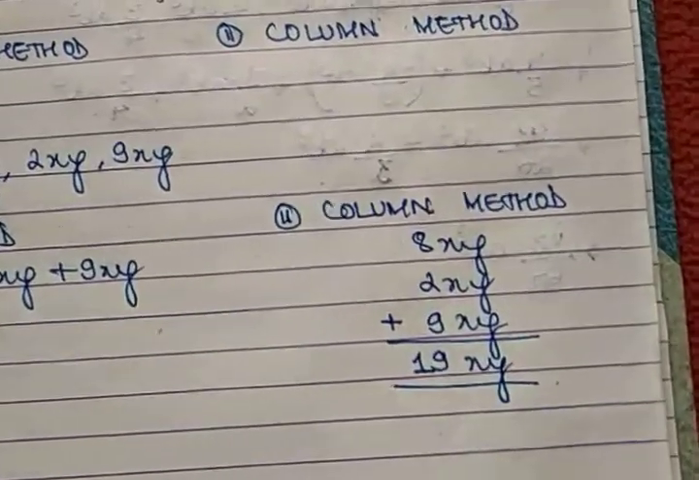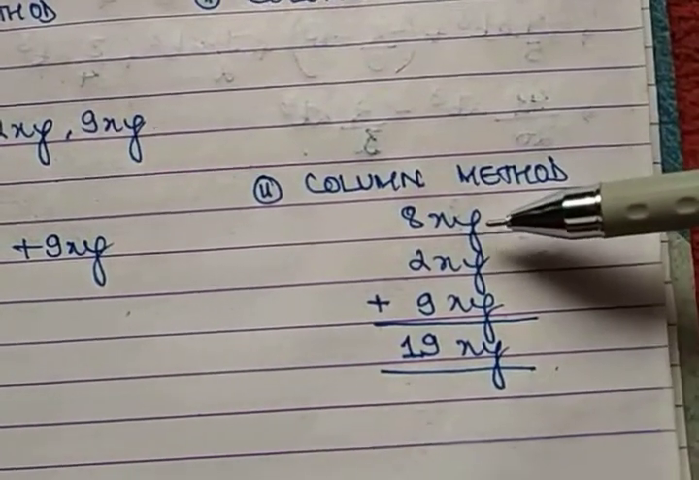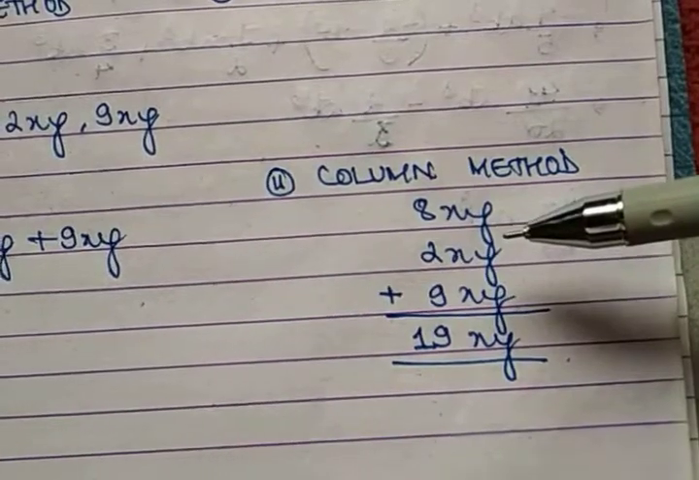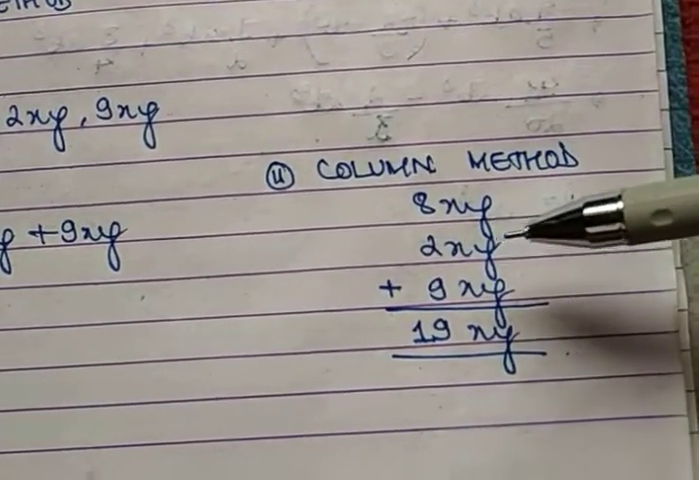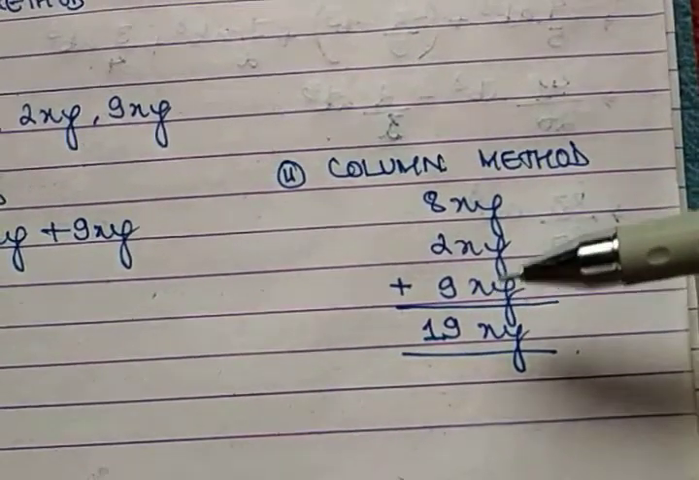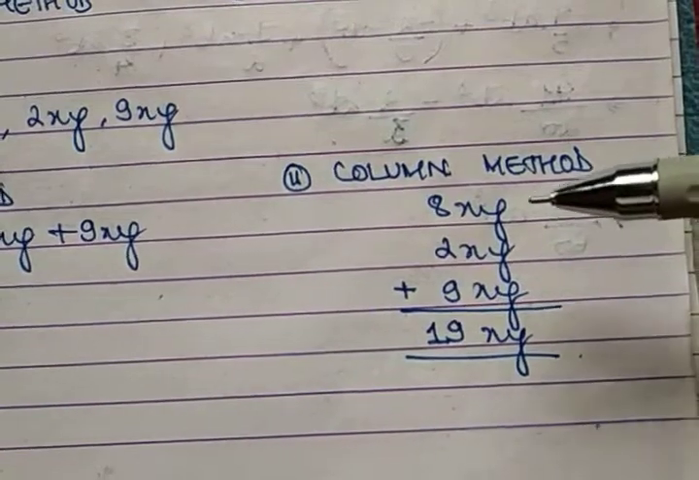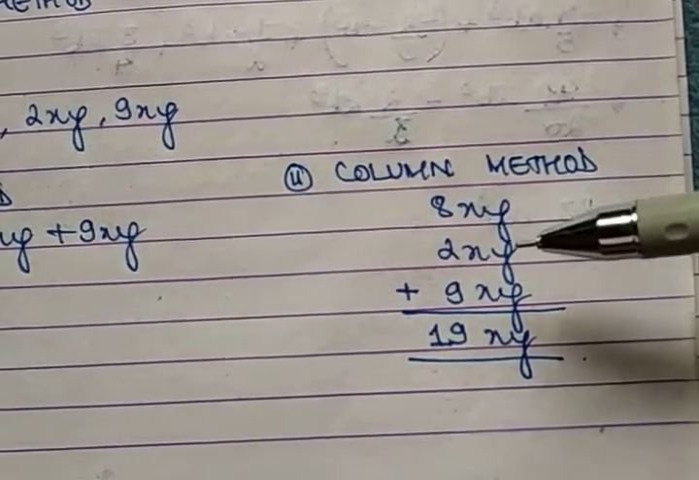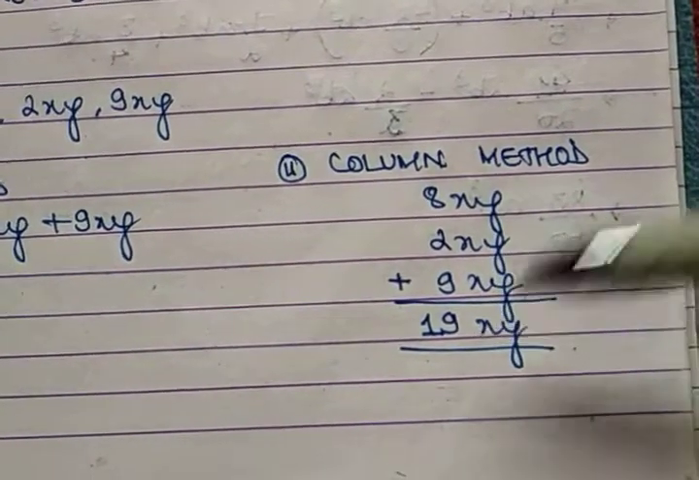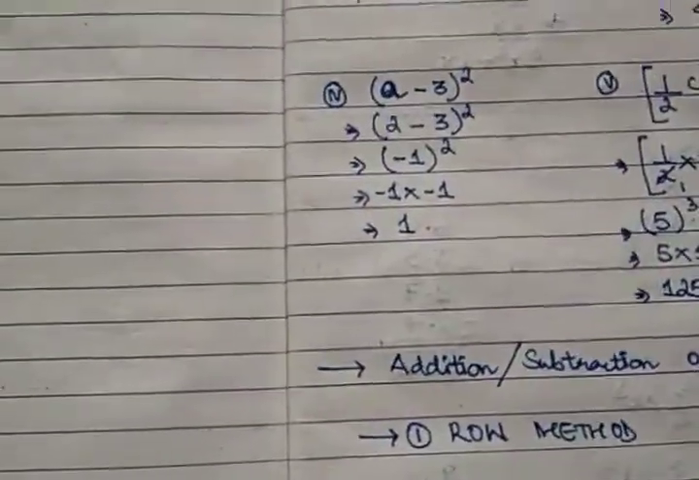And the column method, it's an easy one. In the column method also, see, all you need to do is place the terms vertically, isn't it? So 8xy, 2xy, 9xy, vertical placement. Like terms they are, remember, like terms only. The like terms can be added or subtracted, not unlike terms, remember. So since all three terms are like terms, 8 plus 2 again is 10, 10 plus 9 is 19, so it is 19xy. Okay.